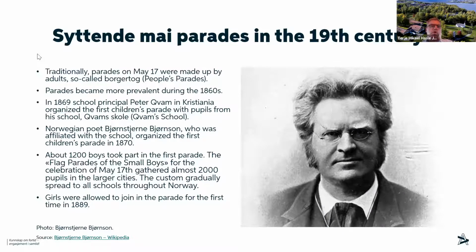Another intellectual, Norwegian poet Bjørnstjerne Bjørnson, also helped build National Day in the consciousness of Norwegians. He was a teacher at the time in Peter Quam's school in Oslo, a private school, and they organized the first children's parade in 1870. Or a children's parade had been organized in 1869, but then a larger parade was organized in 1870, and about 1,200 boys took part in that first parade.